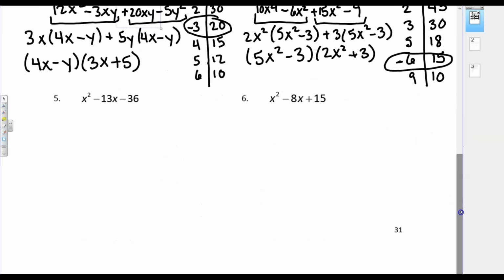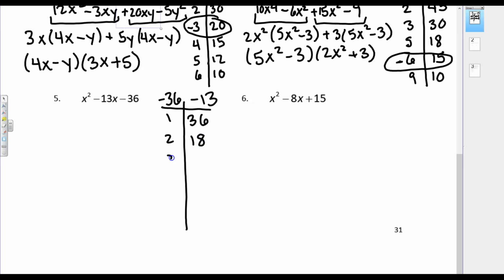Okay, let's take a look at number 5 together, though. So number 5, I have x squared minus 13x minus 36, and I am going to still AC method this guy. So we're looking for a times c is negative 36 and b is negative 13. I'm going to write out all the factors of 36: 1 and 36, 2 and 18, 3 and 12, 4 and 9, 5 doesn't go in, and then 6 and 6. So now we're done.